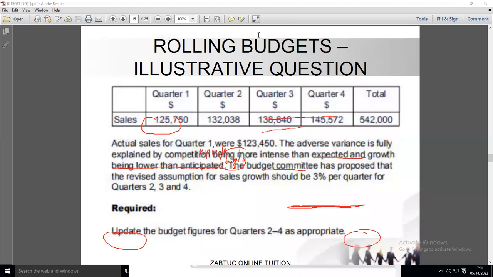There's a small question here. Hello, sir. Yes, sir. I also think rolling budget is good for maybe a business that is very volatile, or a business that is affected by a volatile environment.